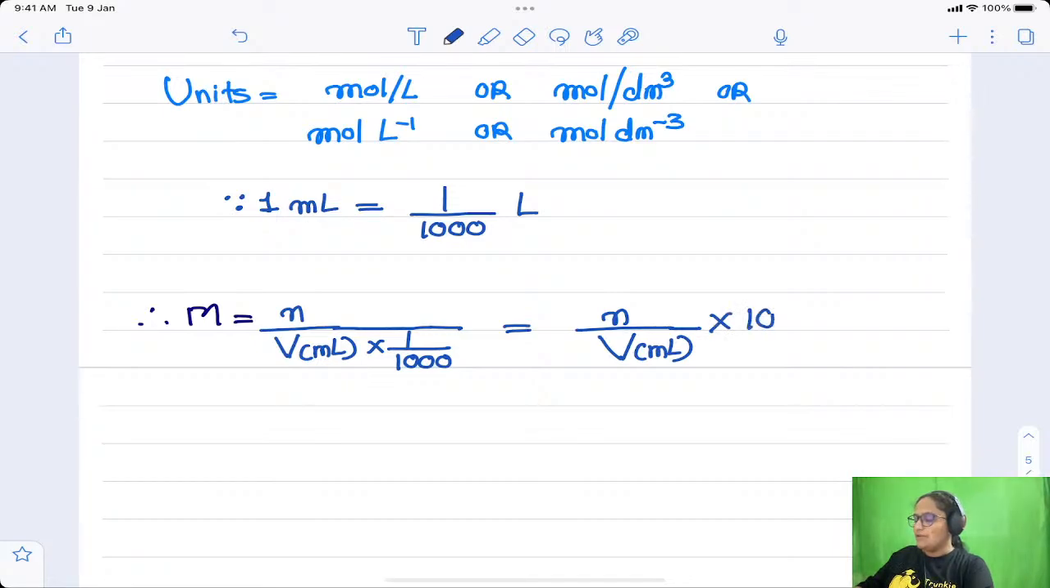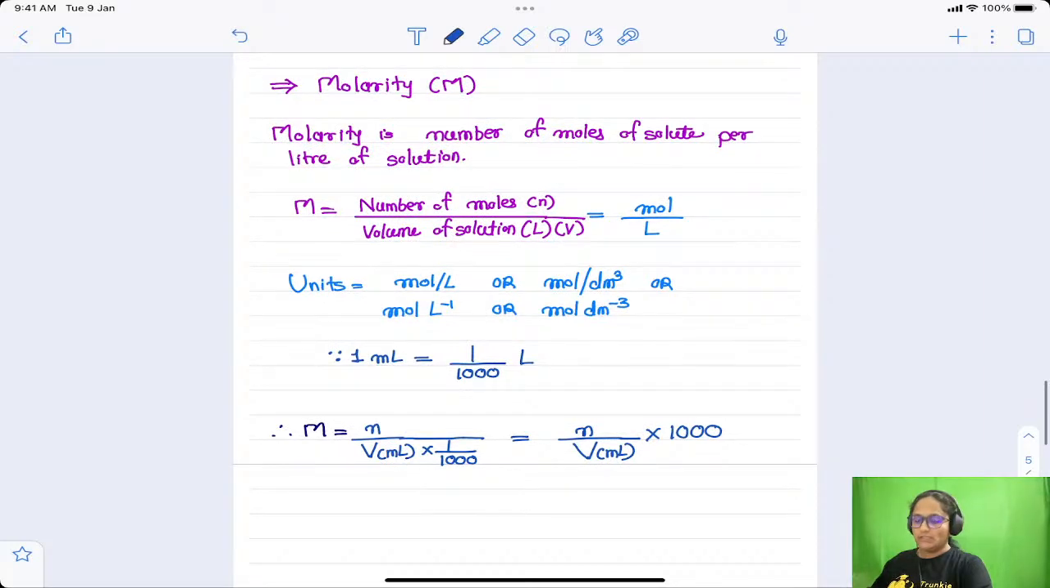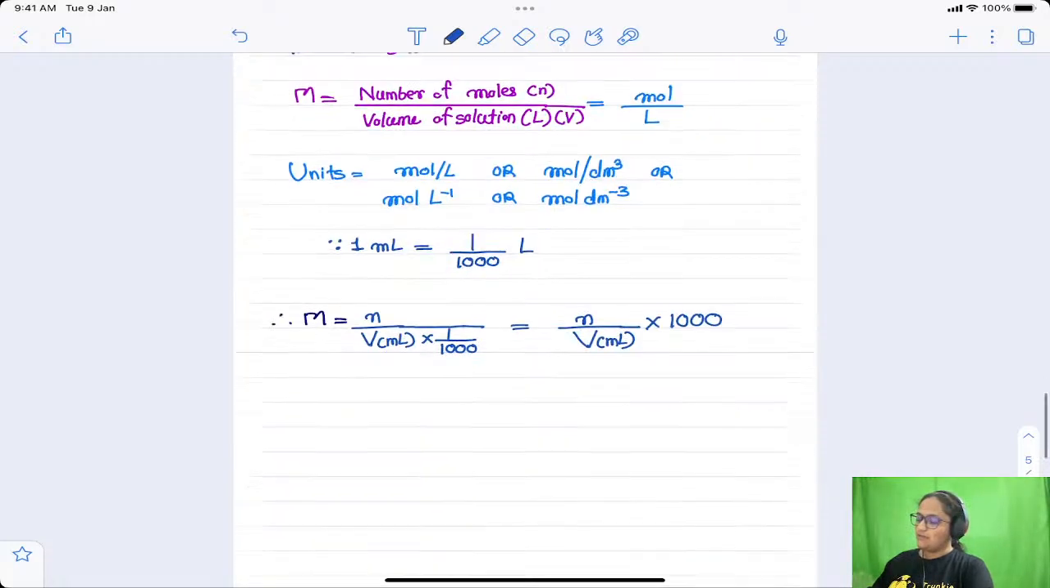So whenever the volume is given in milliliter, you are simply going to keep all the things as it is, and just multiply the formula by 1000. That's it. So these are the formulas of molarity.